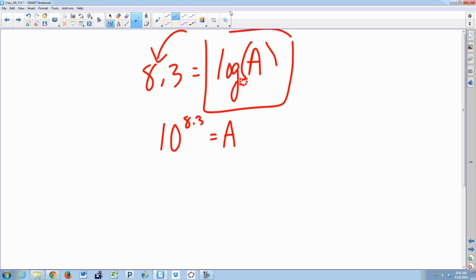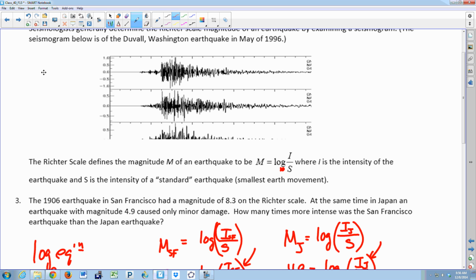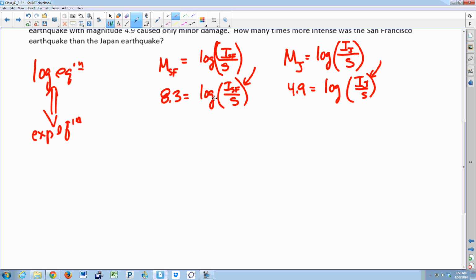So this is how you would take this log equation and write it as an exponential equation, which is a lot easier to solve. Now I know what A is. It's 10 to the 8.3. So I'm going to take that same idea and apply it here. 10 to the 8.3 is equal to this input into my log, which is the intensity of the San Francisco earthquake over the standard earthquake. Similarly, on the right-hand side, 10 to the 4.9 equals the intensity of the Japanese earthquake divided by S. So that's a proportion.